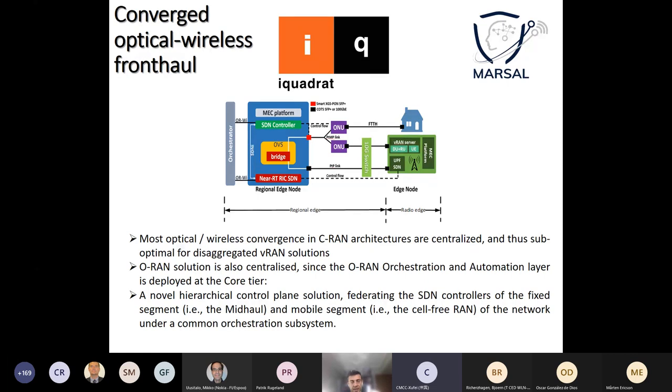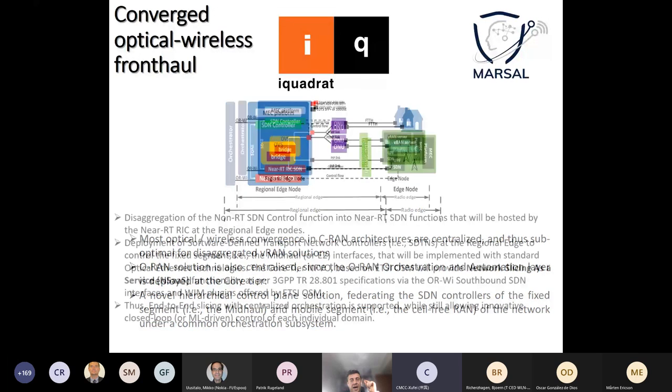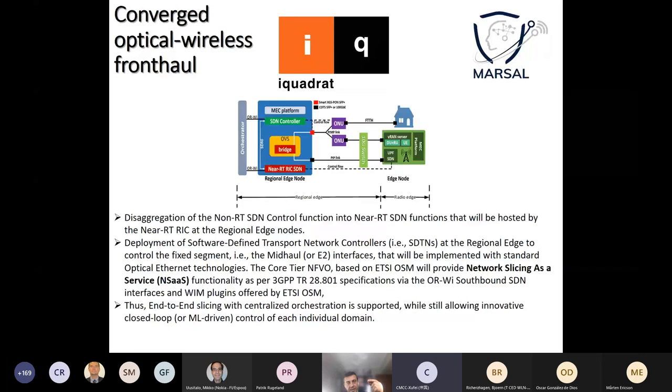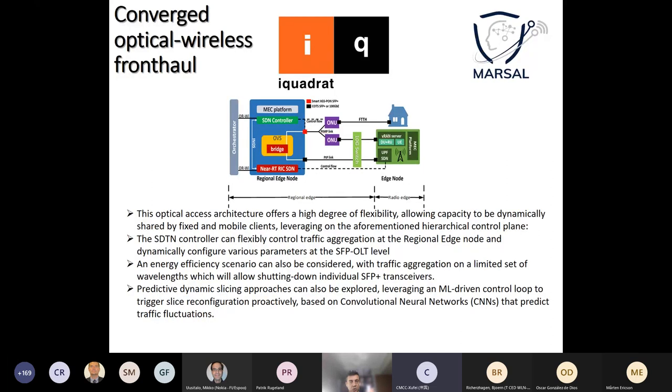So our work proposes and implements a novel hierarchical control plane solution, federating the two SDN controllers of the fixed segment and the mobile segment under a common orchestration subsystem. For the control plane of the mobile segment, we have a disaggregation of the non-real-time control function in order to achieve near real-time reactions to workload variations. We also propose the deployment of SDTN, software-defined transport network controllers, at the regional levels in order to control the fixed segments so that they can work together with the SDN controllers of the mobile users.